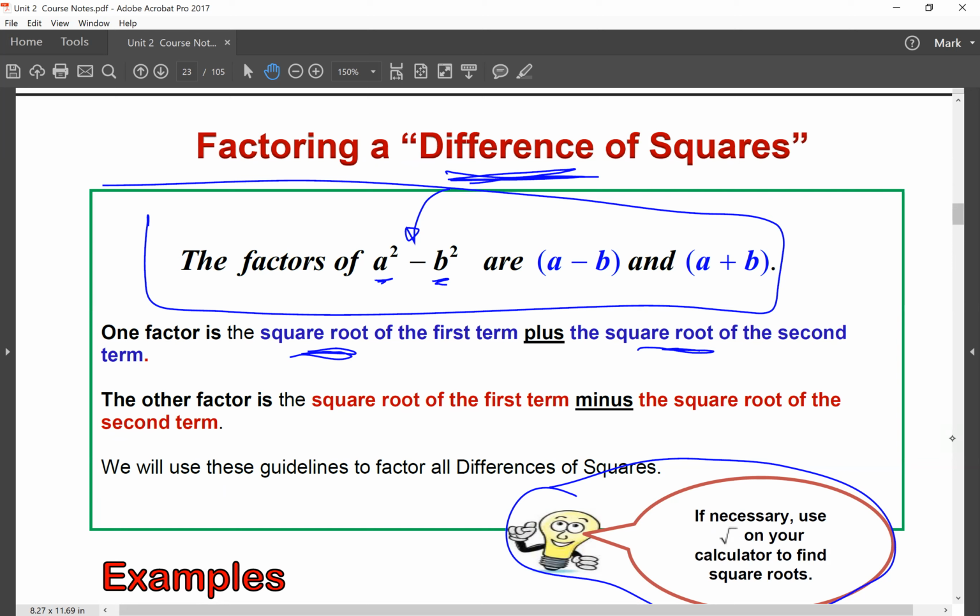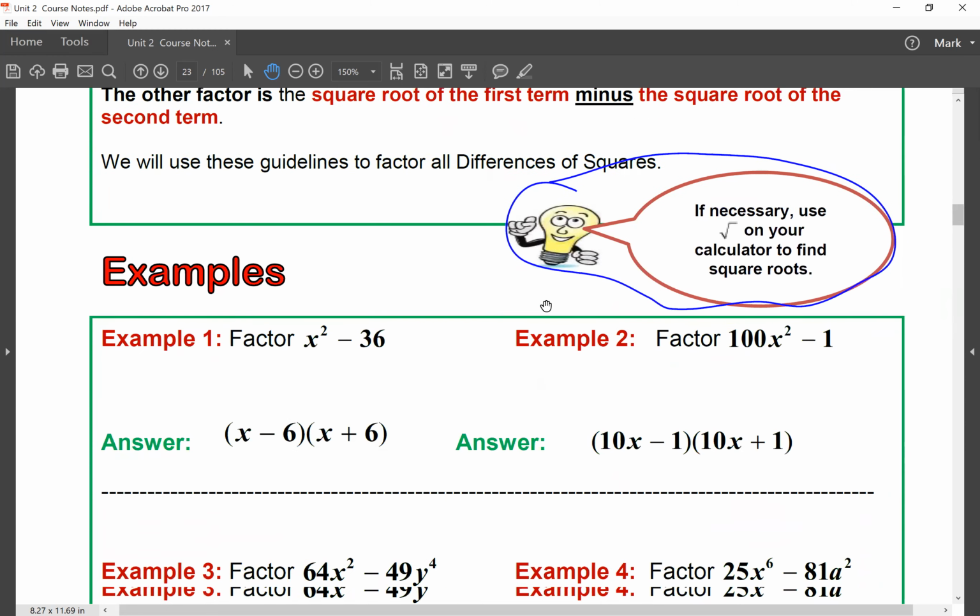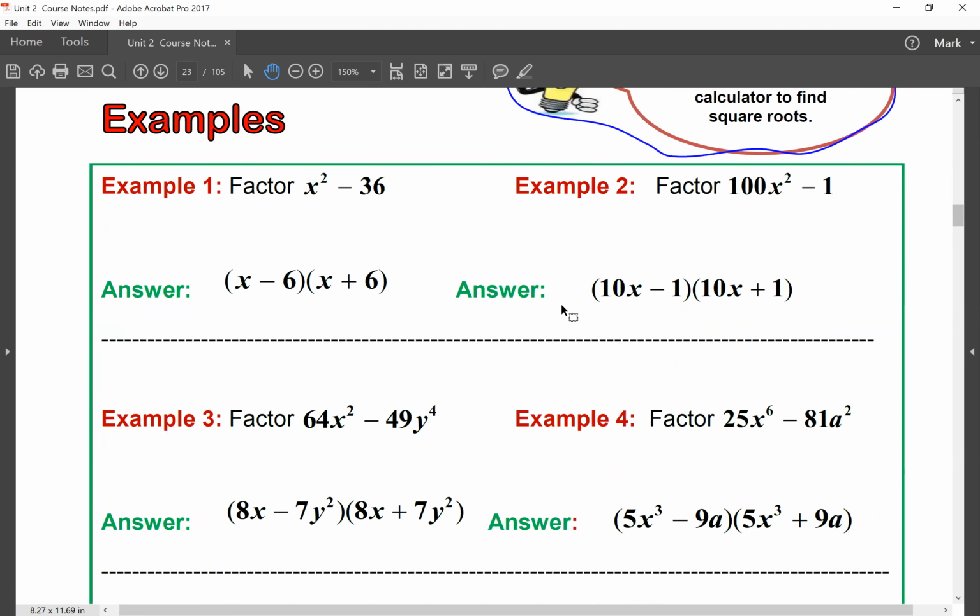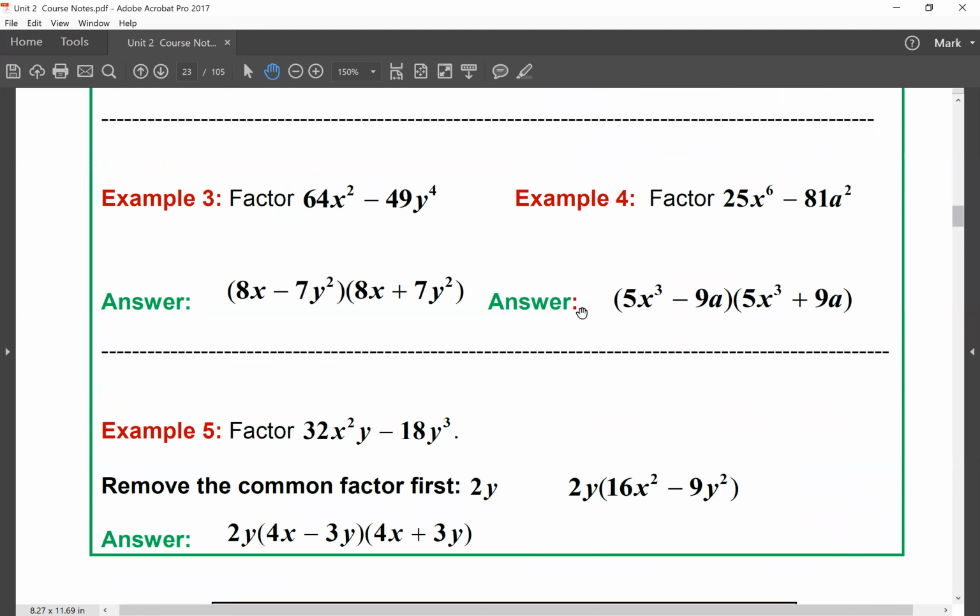So like a big number like 121, for example, if you put that in on your calculator, it will tell you that it's 11. So you might need to use your calculator to check some bigger numbers. So here's 4 examples, 5 examples even.